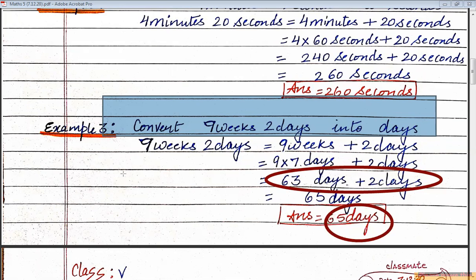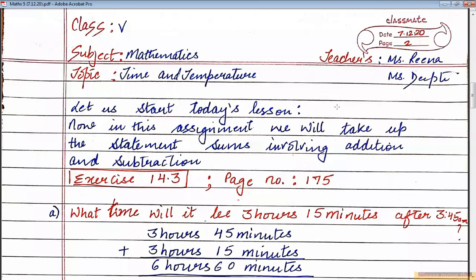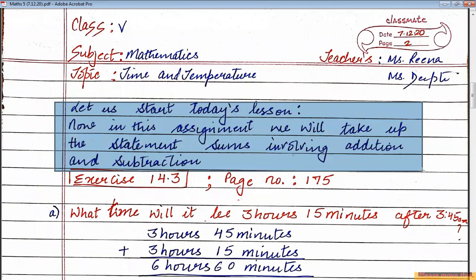Okay. So how many days are there? 65. So children, you can say that 9 weeks, 2 days is equal to 65 days. I repeat, 9 weeks, 2 days is equal to 65 days. Is it clear, everyone? So now children, I hope you are clear with everything, that how to tell a time. Okay. And now you are very well aware of conversions also.